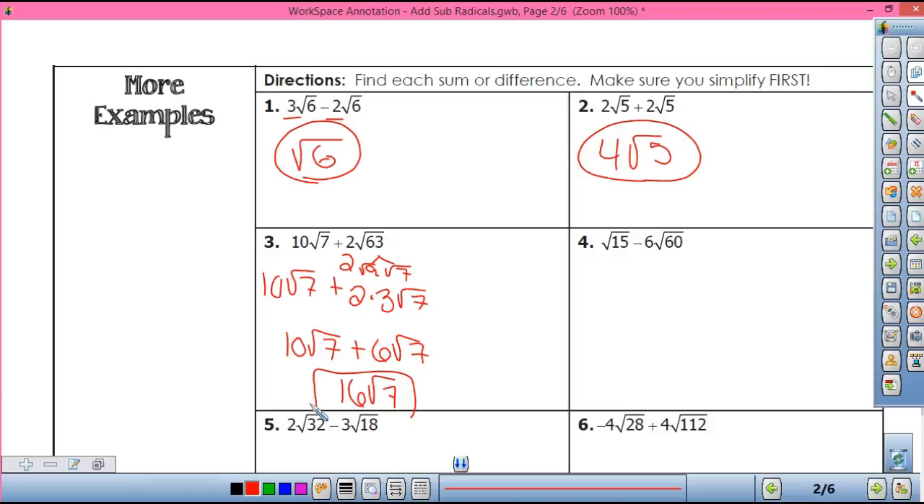Alright, so is root 15 simplified? Are there any perfect squares that go into it? What are my factors of 15? 3 and 5, and that's it, right? Are either one of them perfect squares? No. So the square root of 15 is simplified.